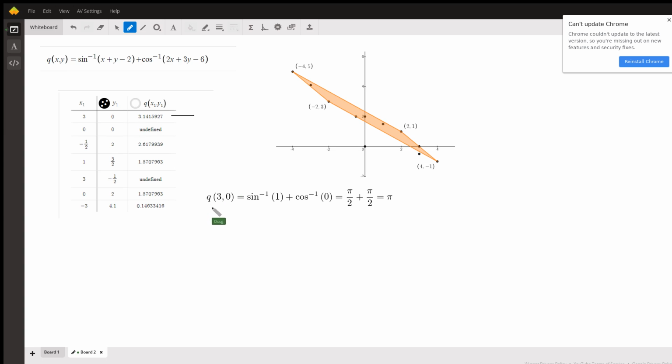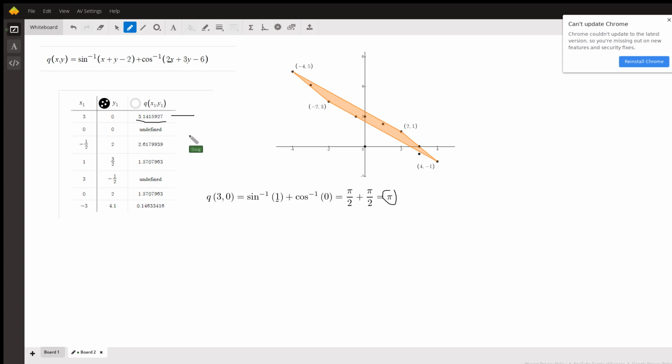Here's how I might figure that out manually. Q of (3, 0), 3 for x, 0 for y. 3 plus 0 is 3, minus 2 is 1, so the inverse sine of 1 happens to be pi over 2. Think of the unit circle. And for the inverse cosine, 6 plus 0 minus 6 gives us 0, and the inverse cosine of 0 is also pi over 2. If you add those together, you get pi, and that's what this is right here.